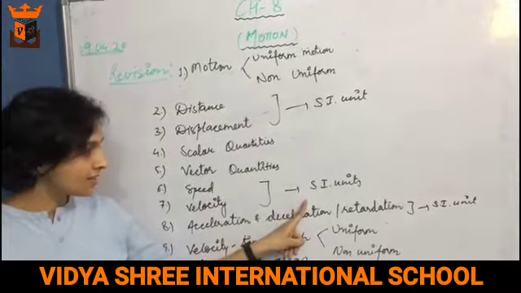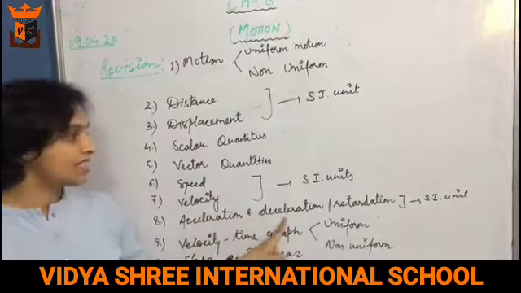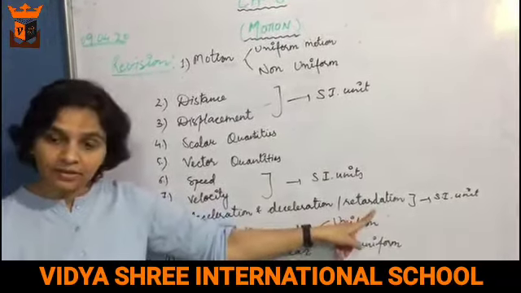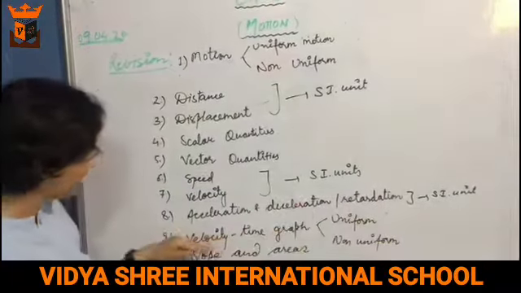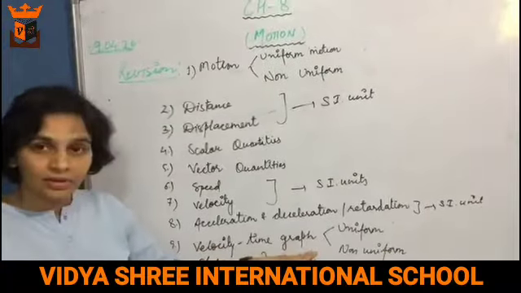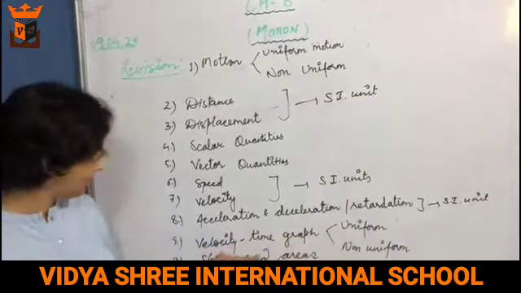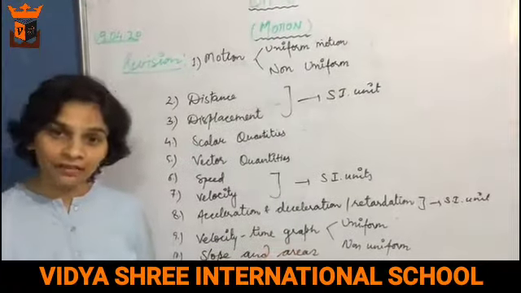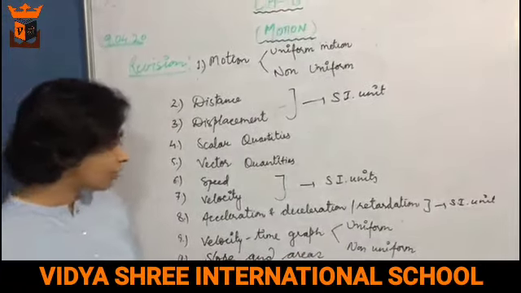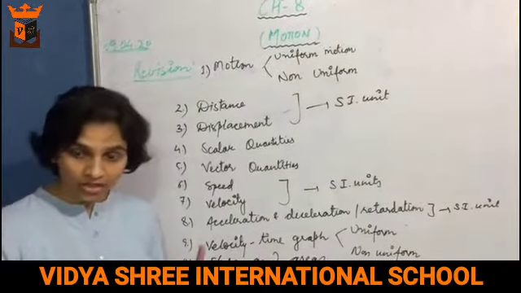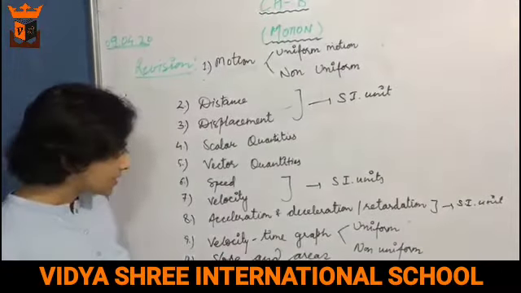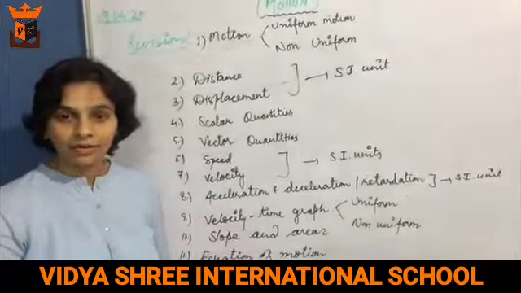Their SI units, Yes, ma'am. Acceleration and deceleration or retardation, Yes, ma'am. Their SI units, Yes, ma'am. Velocity time graph, Yes, ma'am. Uniform and non-uniform, Yes, ma'am. Slope and areas of graph, Yes, ma'am. Equation of motion, all three equations, Yes. Circular motion, Yes, ma'am. Okay.